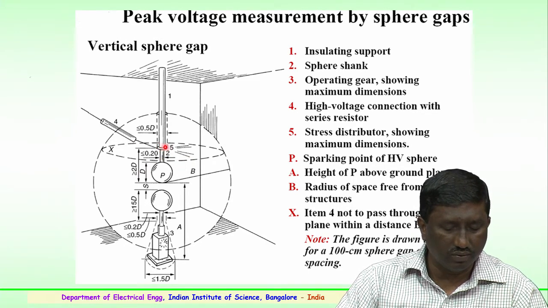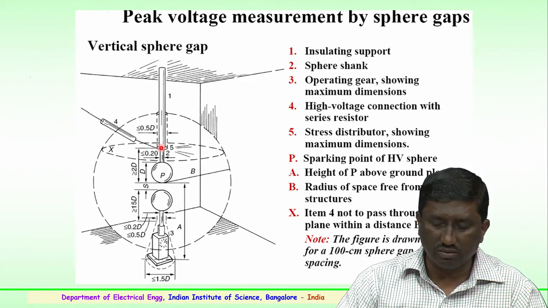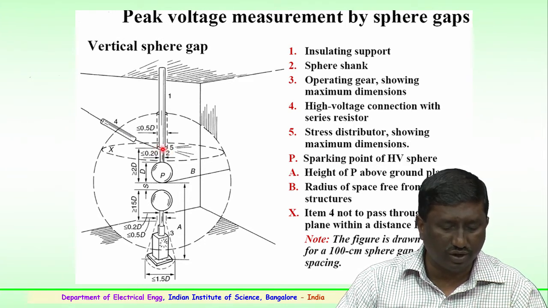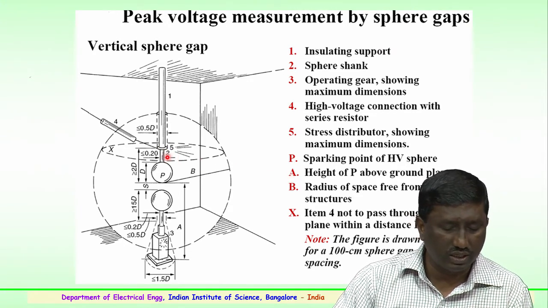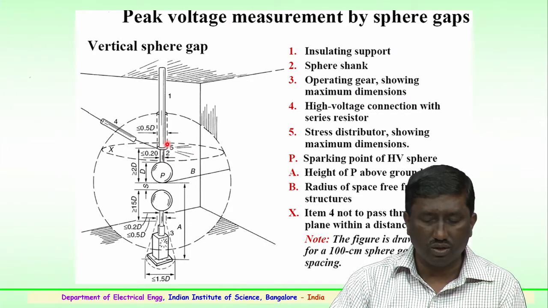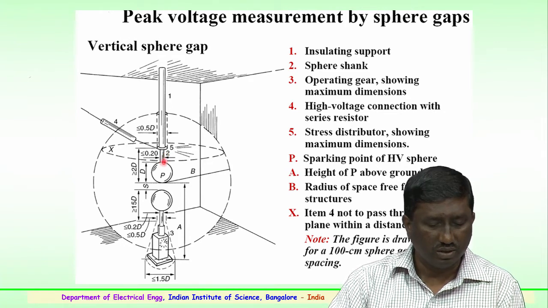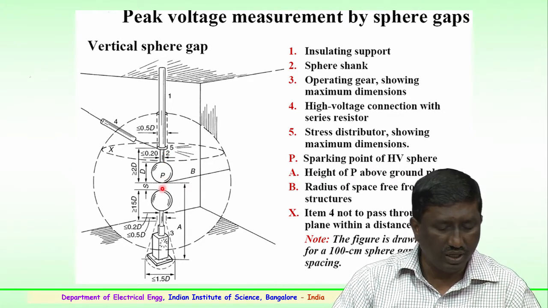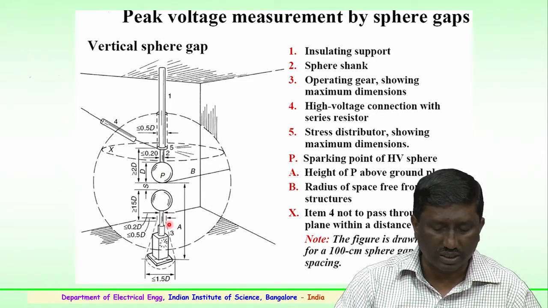The connection which is made to the high voltage terminal, you see a small ring type of arrangement here. This is a stress distributor which is connected between the metallic and the insulating rod, which shows higher dimensions than the shank of the sphere gap. You can see the point P here. P is the sparking point. When the voltage is applied, the spark occurs between these 2 points, so it is known as the sparking point in this sphere gap assembly.